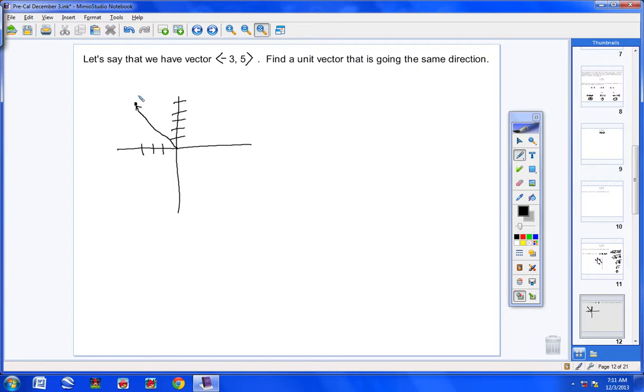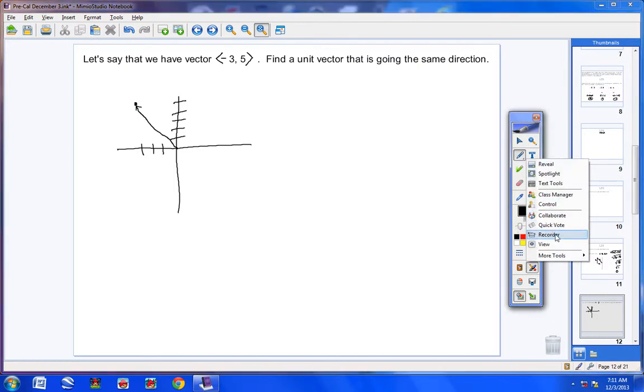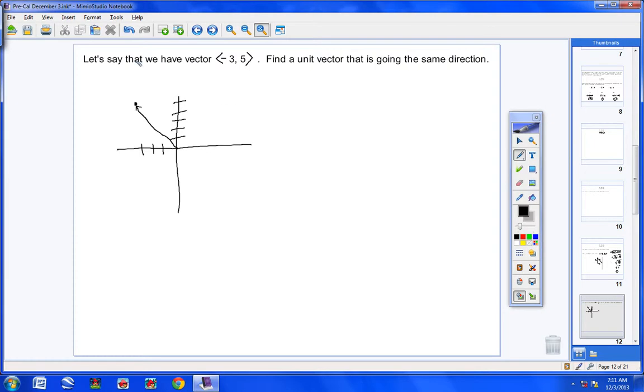So there's my vector, okay? Now when this problem says find a unit vector that's going the same direction, all that they're saying is this. Please watch carefully. They just want to know how far up to go on this vector so that you have a length of what? 1. That's it. That's all you're doing, okay?